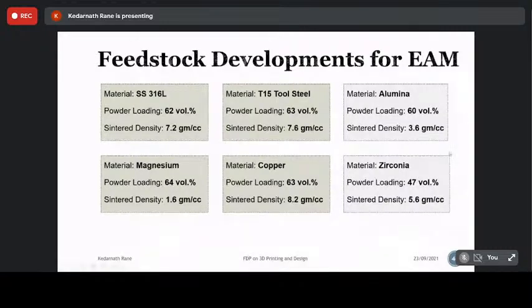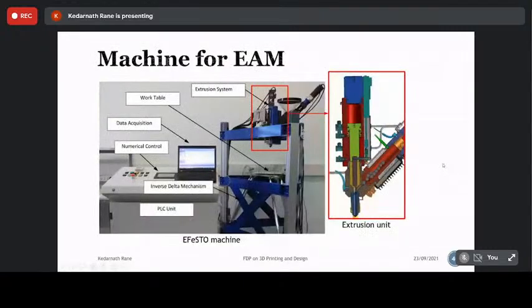We didn't go for very exotic applications in the ceramic domain. We considered very simple alumina and zirconia. Alumina is for structural applications and zirconia for biomedical applications. So we developed some dental applications through zirconia materials. So this is the machine that we used here. We have a control unit, a PLC unit, to control the machine. We have numerical control.